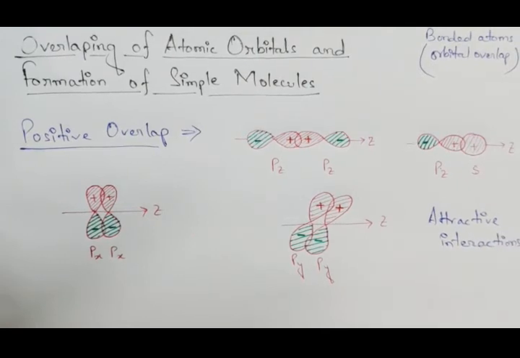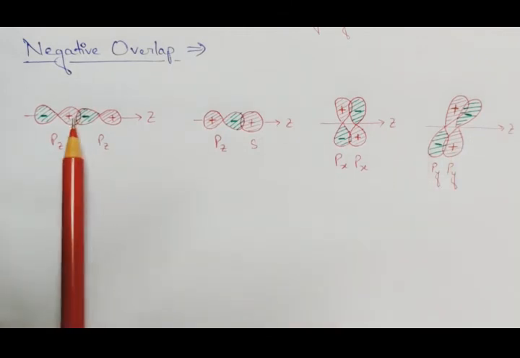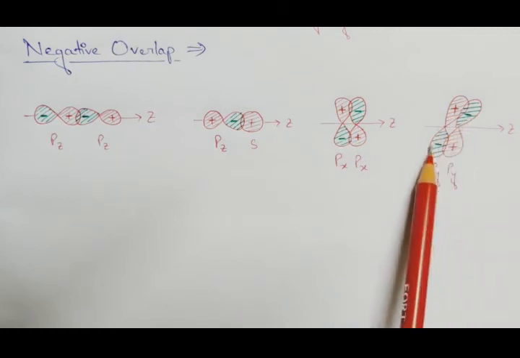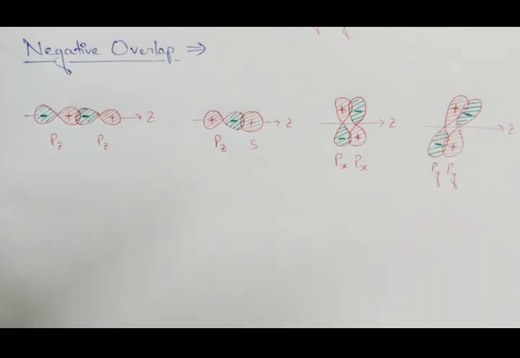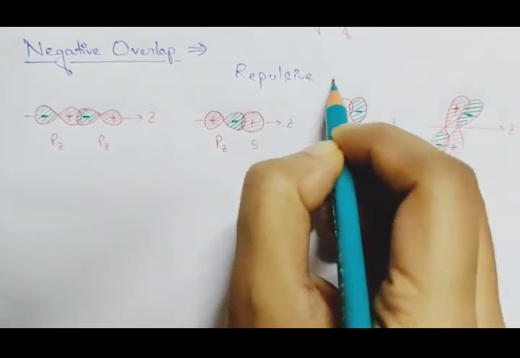Now the negative overlap involves the overlap of lobes of opposite signs, and it leads to repulsive interactions. So here you can see that the lobes of opposite signs are getting overlapped, and this type of overlapping is called negative overlap. So here it leads to repulsive interaction. So these are the repulsive interactions.